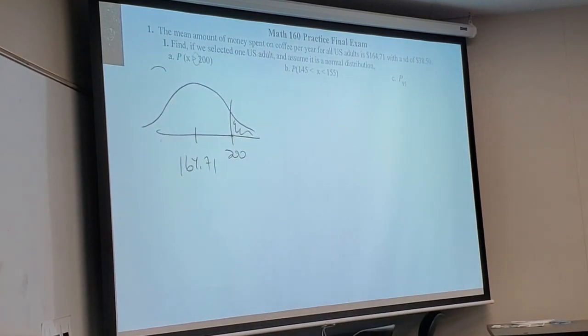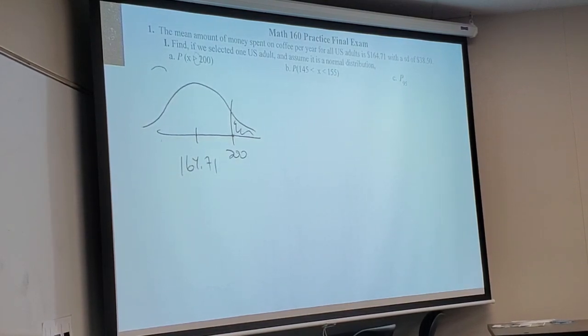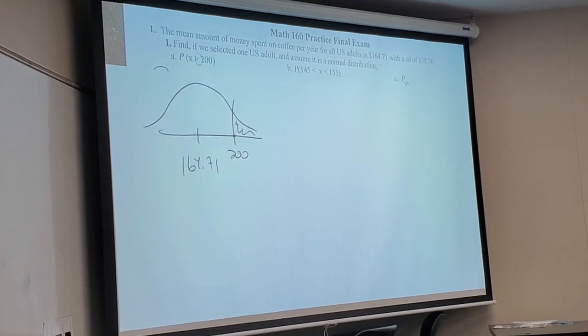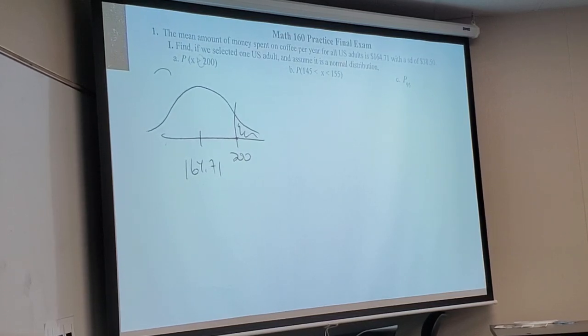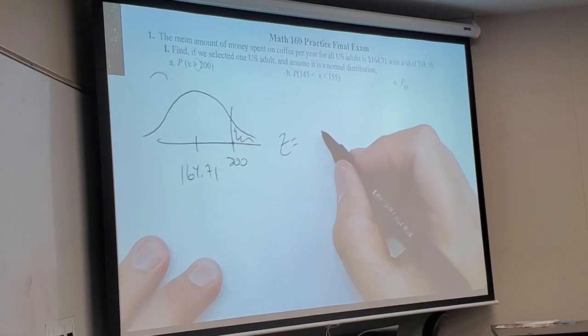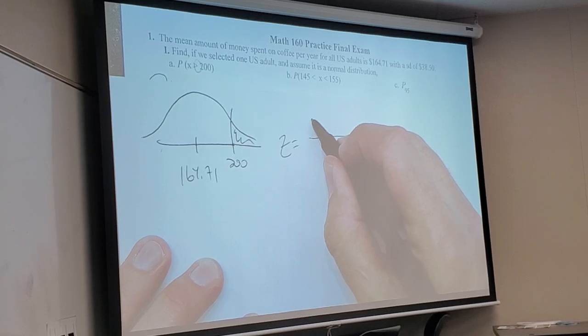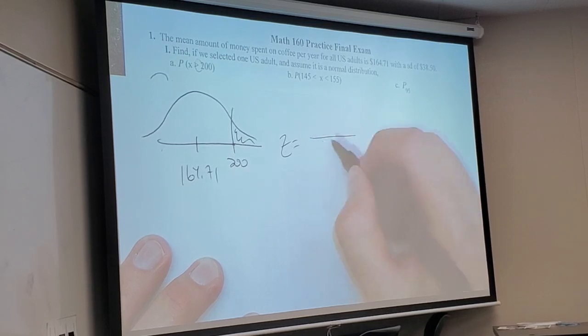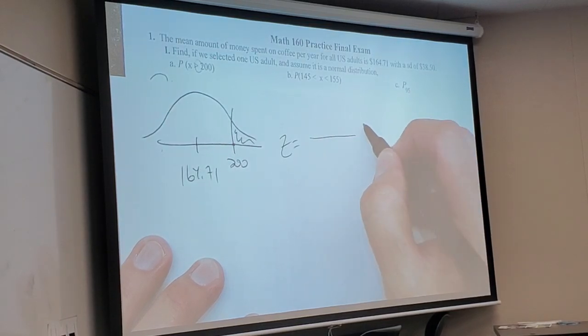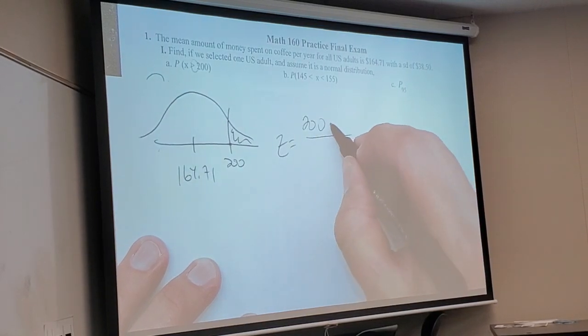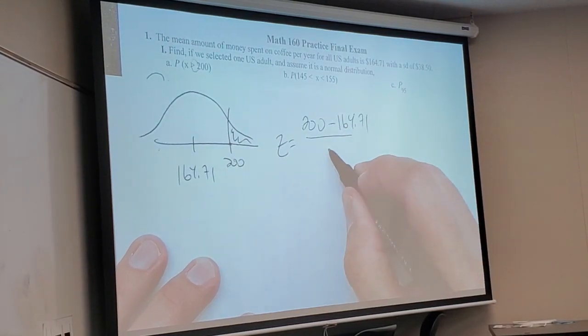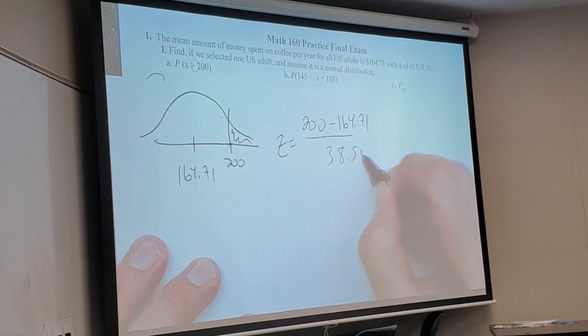How do we get the probability? What's the next step? Good, yeah, get the z-score. And then, of course, we've got the chart of all answers. You must find the chart of all answers. So what does the z-score formula do for this one? What do I put in there? What's our data point? It's always our data minus the mean, right? So our data is 200. The mean is 164.71. Standard deviation is 38.50.